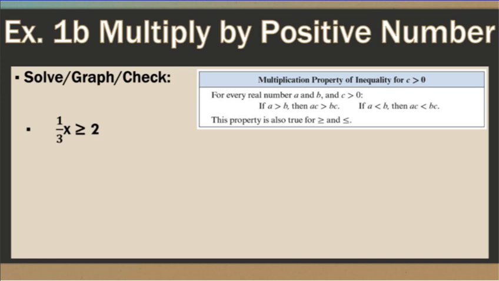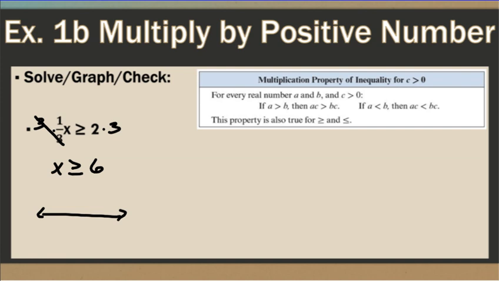Next one. 1/3 of x is greater than or equal to 2. So do the reciprocal of 1/3, which is 3. 1/3 times 3 is x. Whatever I do on one side, I do on the other. So multiply by 3. x is greater than or equal to 6.